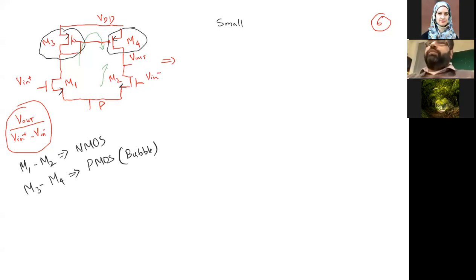So let's draw the small signal model. The small signal model doesn't change, so it's not going to affect anything. Just the arrow sign will be different, not more than that. So I will draw it, and if there is some confusion, please feel free to ask me.